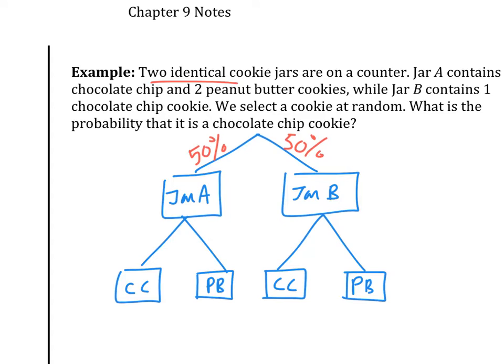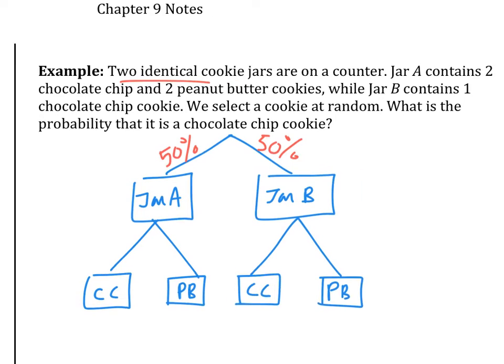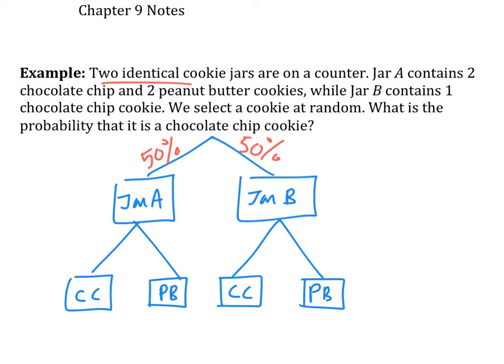All right, now it's going to be a little bit different. Once you pick a jar, let's say you pick jar A. Jar A has 2 chocolate chip and 2 peanut butter. So what's the chance that you get a chocolate chip? Well, since it's just 2 and 2, this is going to be 50-50.